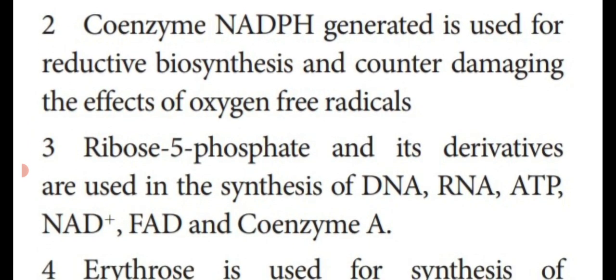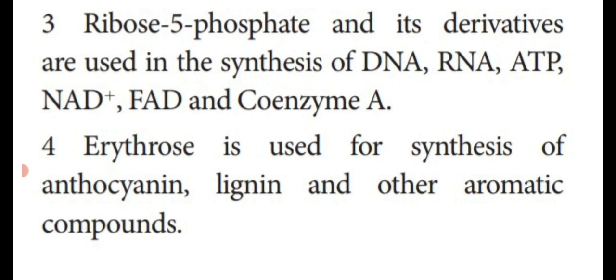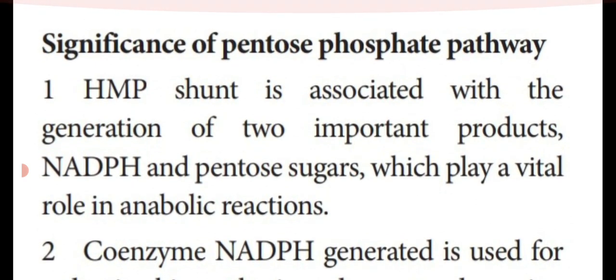Another one, the coenzyme NADPH generated is used for reductive biosynthetic processes and to counter the damaging effect of free oxygen radicals. Then ribose 5-phosphate is used for synthesis of DNA, RNA, ATP, NAD, FAD and coenzyme A. The 4-carbon compound erythrose phosphate is used for synthesis of anthocyanin pigment, lignin and other aromatic compounds. So this is the significance of the pentose phosphate pathway.